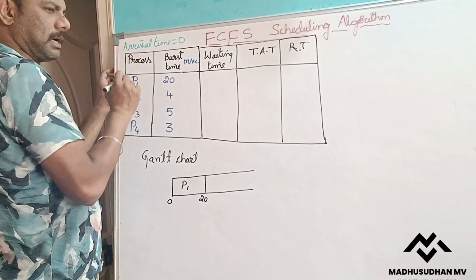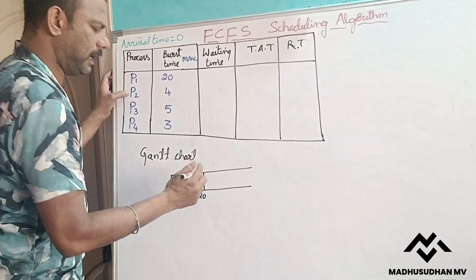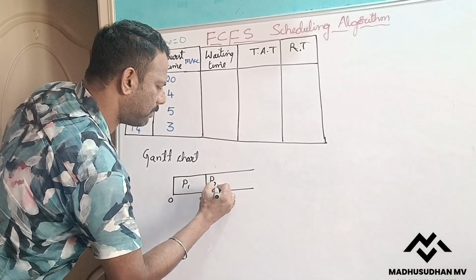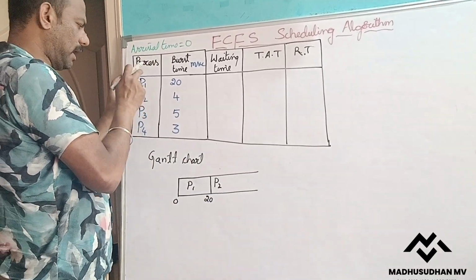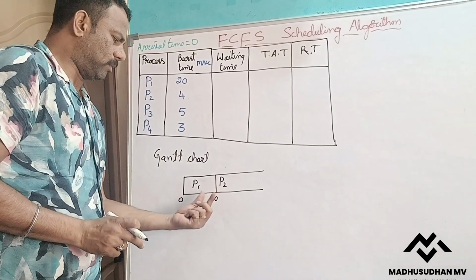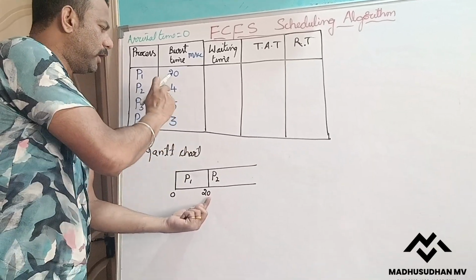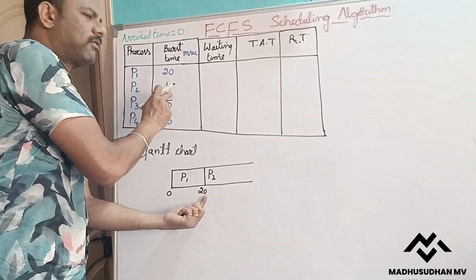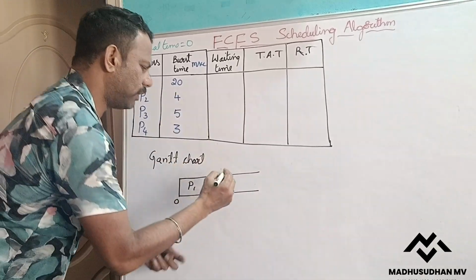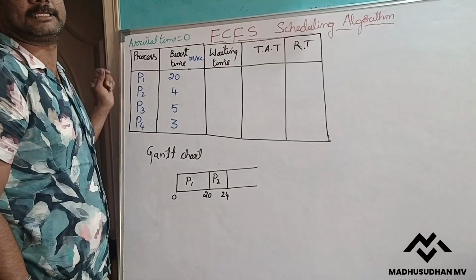So now P1 completes. Once P1 completes, we need to start P2, because this comes second. Now P2 requires 4 milliseconds. P1 is over at the 20th millisecond, and now P2 starts at 20 and requires 4. So 20 plus 4, 24. That means P2 runs till 24 milliseconds.